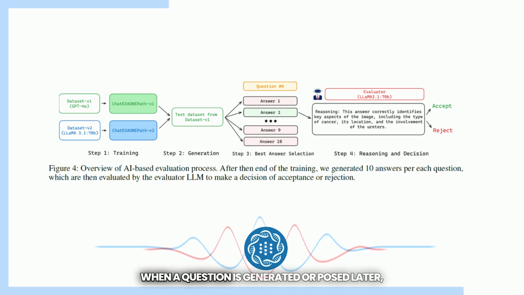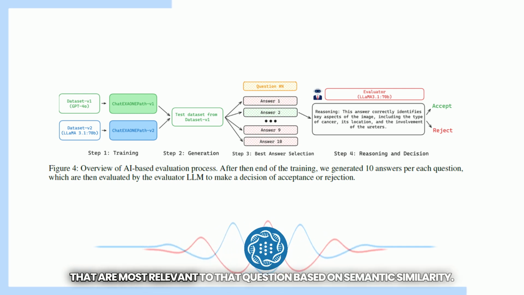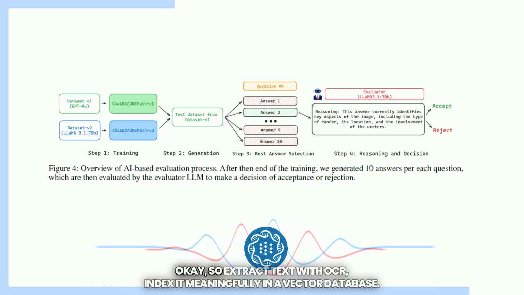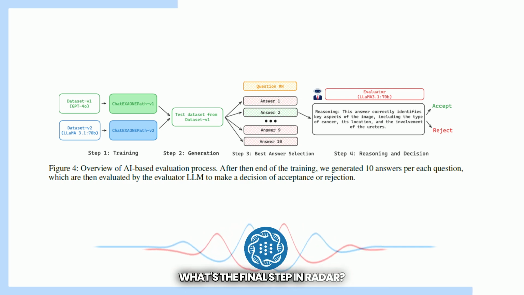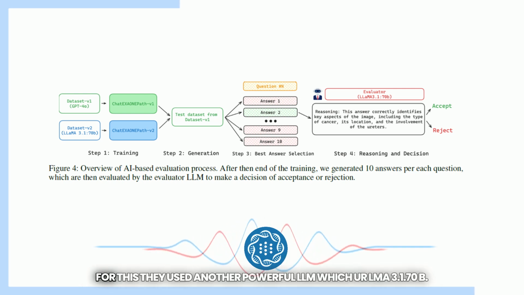Precisely. When a question is generated or posed later, the system can very quickly retrieve the text chunks from the report that are most relevant to that question based on semantic similarity. It's like building a smart index for all the report information. Okay, so extract text with OCR, index it meaningfully in a vector database. What's the final step in RADAR? The final step is actually generating the question-answer pairs. For this, they used another powerful LLM. Which one?